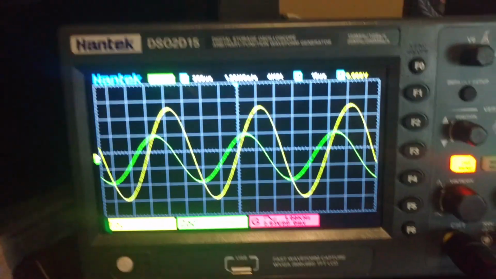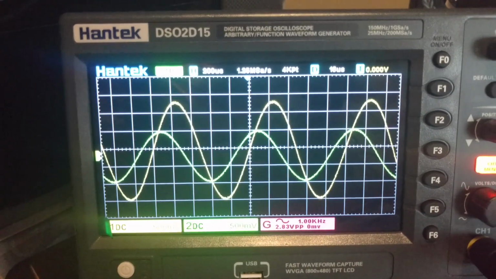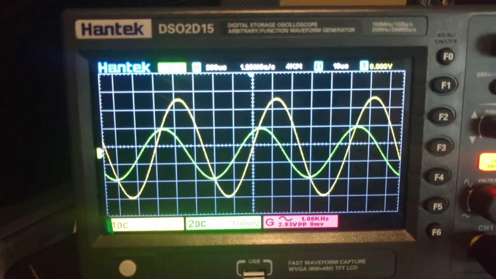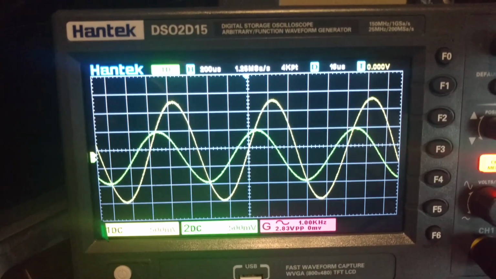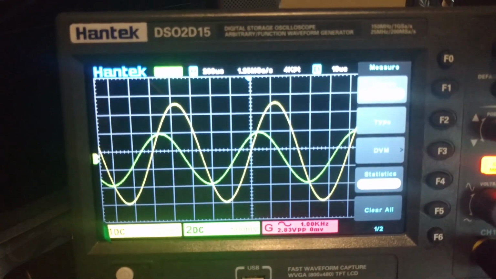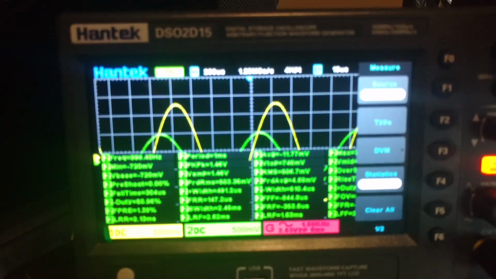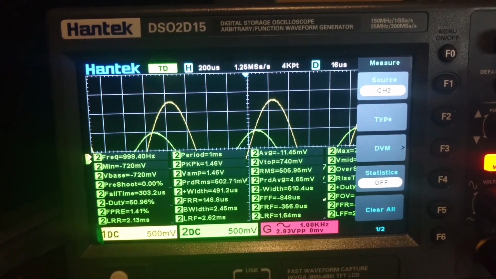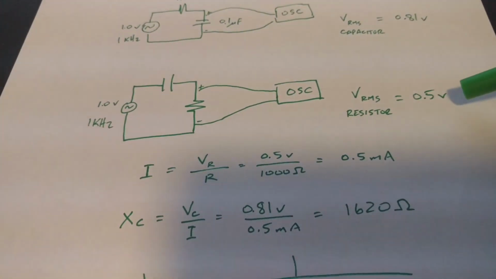If we look at the oscilloscope, the yellow is still the voltage source and the green now represents the voltage across the resistor. We're looking at a peak-to-peak value there, but if you take the RMS on the digital oscilloscope, we can actually get a measurement and it'll show RMS 500 millivolts, which is basically 0.5 volts. That pretty much matches what we calculated earlier.